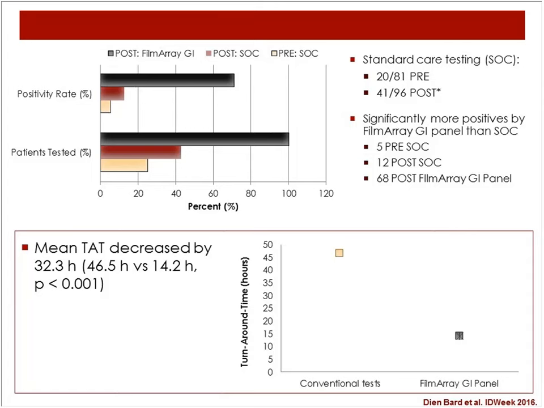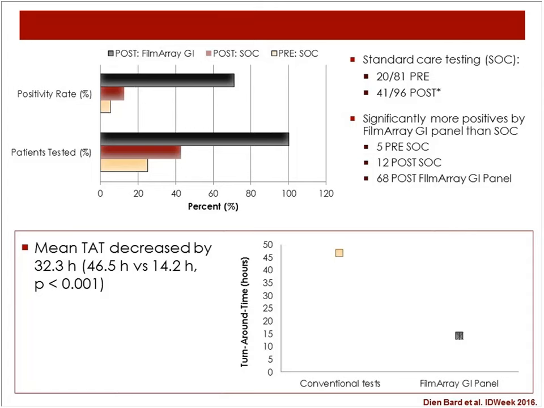And not surprisingly, there were significantly more positives detected by the FilmArray than by standard of care testing. Standard of care testing only picked up 5.2% of positives in the pre-group, 12.5% positive in the post standard of care group, and then 70.8% of all were positive by the FilmArray GI panel.